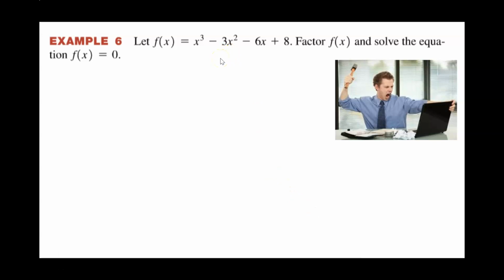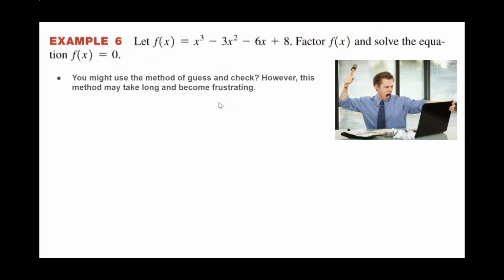Now this is the most challenging type of example, because for this one, they gave you the x to the third minus 3x squared minus 6x plus 8, but they did not give you what to divide by. There's nothing here to divide by. So you might think to start this problem off with a kind of guess and check. However, this can be very long and frustrating.